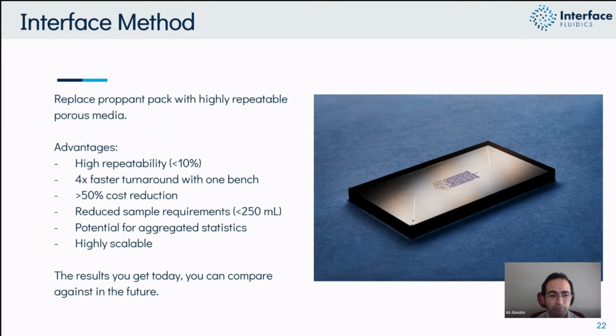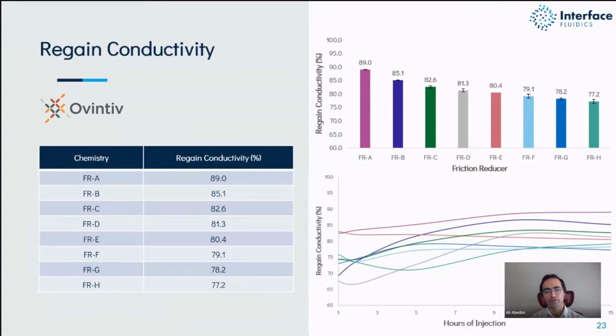There's also potential for aggregated statistics, meaning that we can make a really big data set of different friction reducers with different salinities, or see the impact of breakers or other additives. And it's a highly scalable process for us. And again, the same as the previous method, we can compare the results that we have today against future ones. So here is a snapshot of the result.